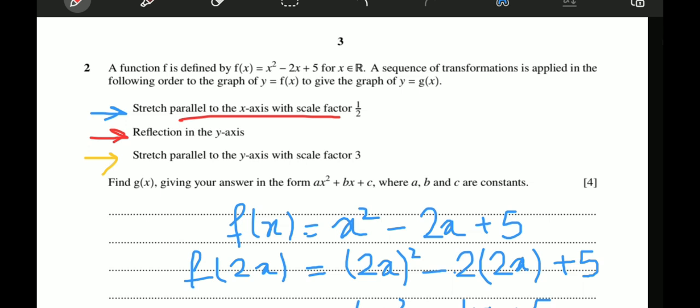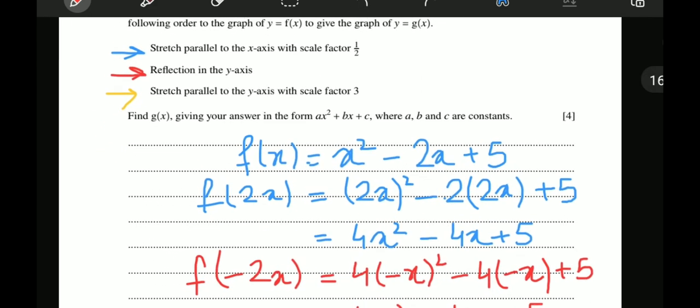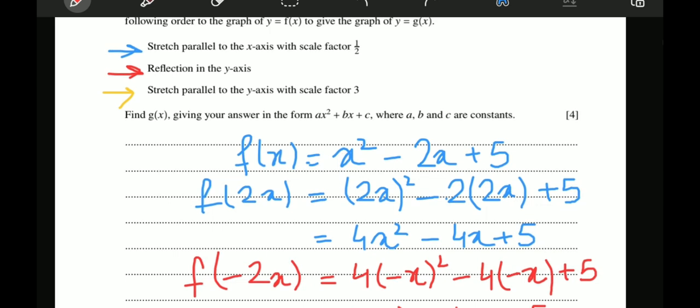Whenever we are giving a stretch parallel to the x-axis with a scale factor 1 by 2, that means your function inside is being multiplied by its reciprocal. That is 2 over here. So inside we will multiply all the x with the 2. This is why we have done 2x whole square minus 2 into 2x plus 5. Let's simplify this all. You will get 4x square minus 4x plus 5.